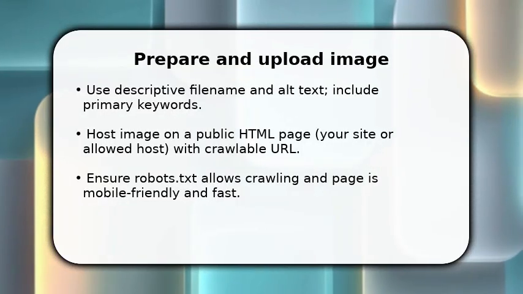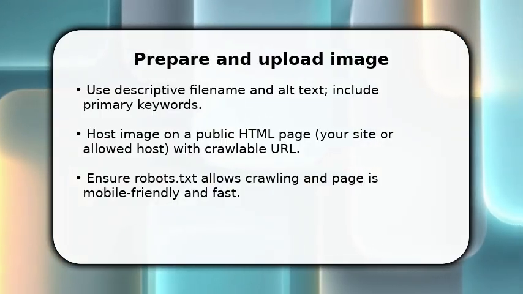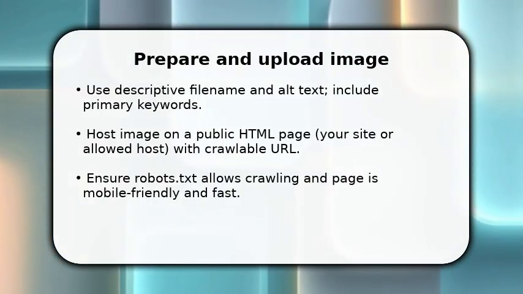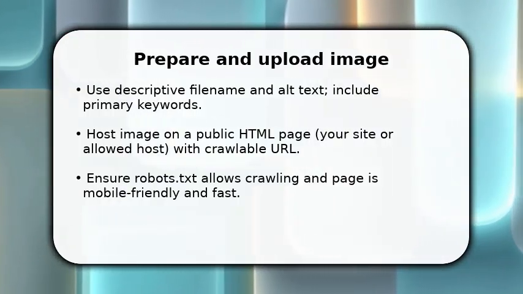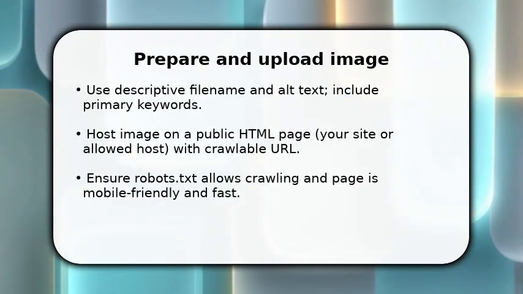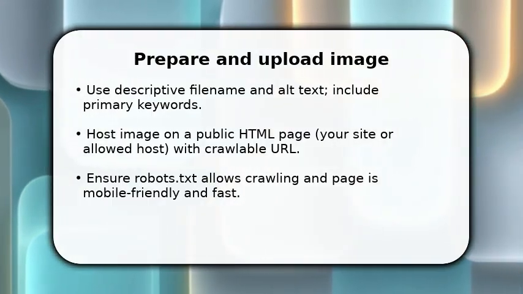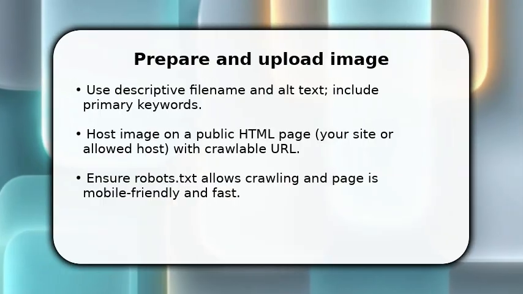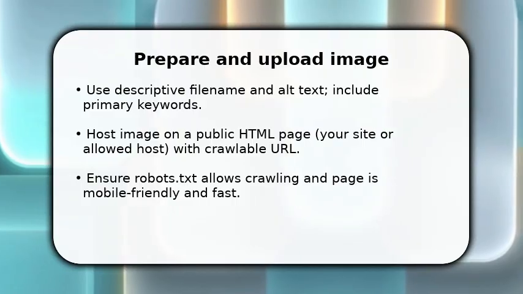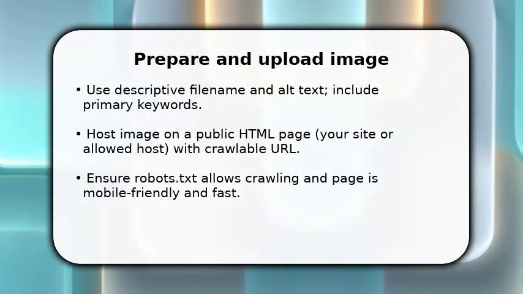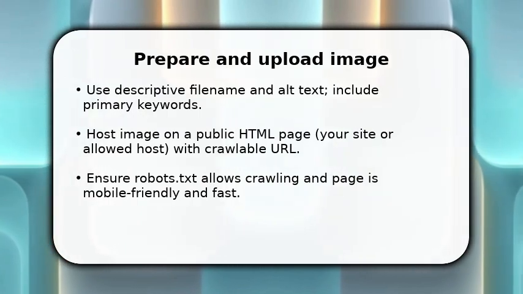You start by preparing the image and placing it where Google can find it. Give the file a clear, keyword-rich name and write concise alt text. This helps Google understand content. Once ready, upload the image to a public HTML page on your site or an allowed host and make sure robots.txt does not block that path. Also optimize size and format for speed because load time affects crawl frequency. After this step, the image is discoverable and ready for structured markup.